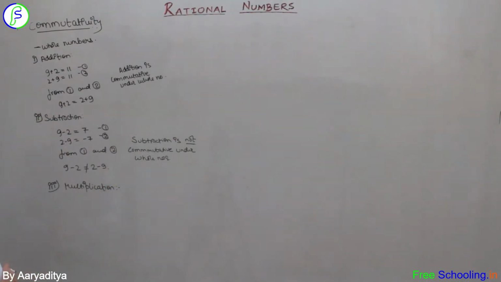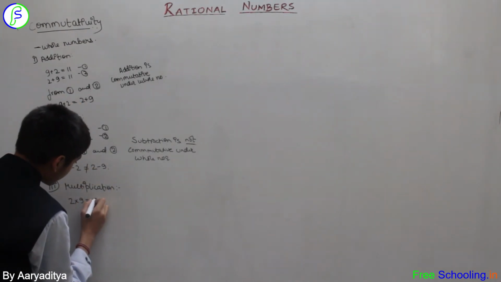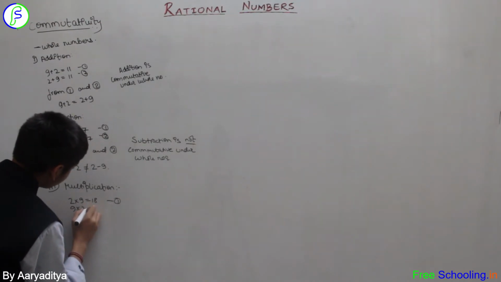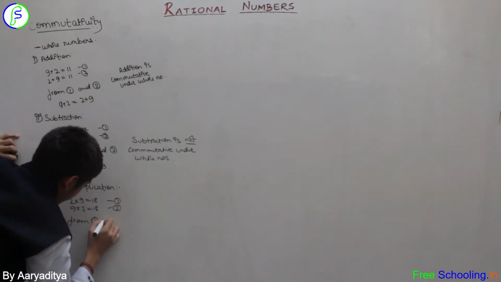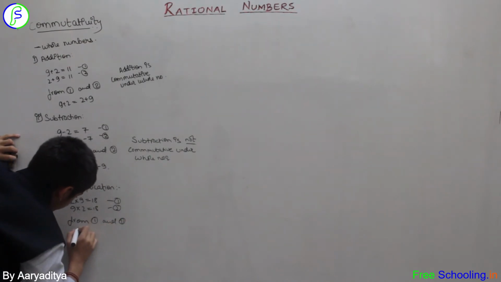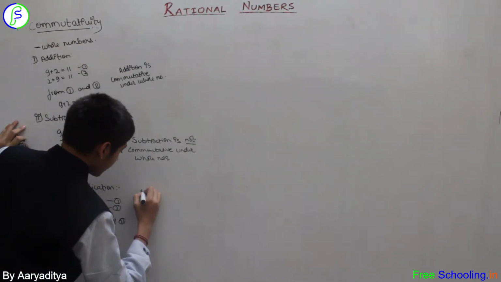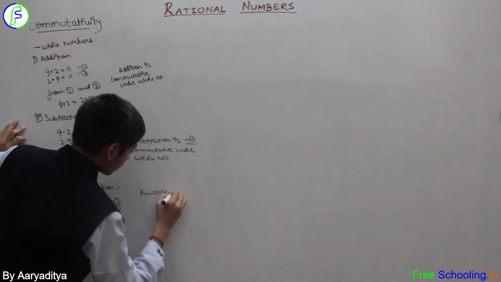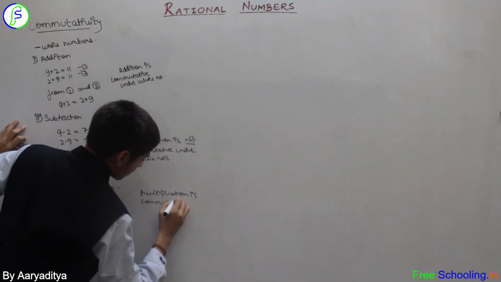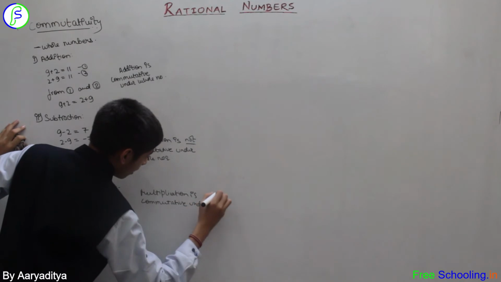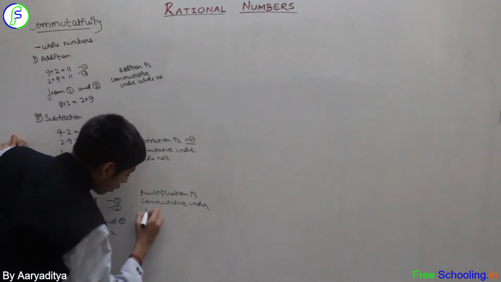In multiplication, let us take an example, again 2 into 9, that is equal to 18, equation 1, and if I take 9 into 2, that is equal to 18 too. So again from 1 and 2, 2 into 9 is equal to 9 into 2. So we can write that multiplication is commutative under whole numbers.